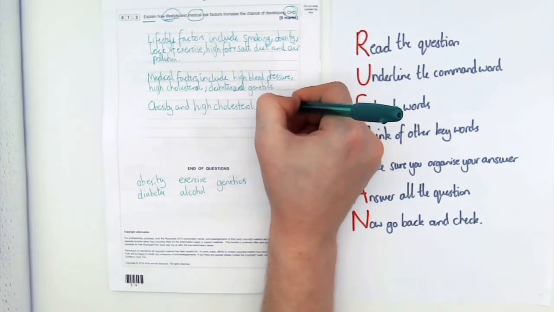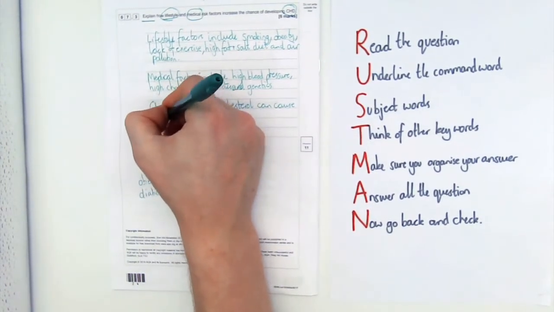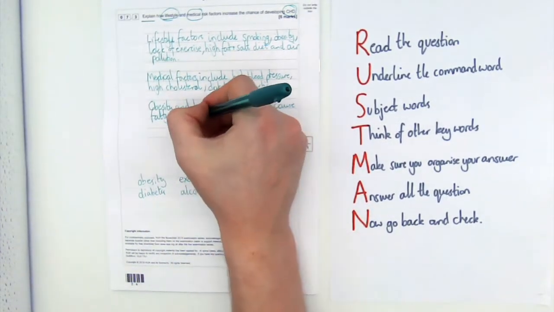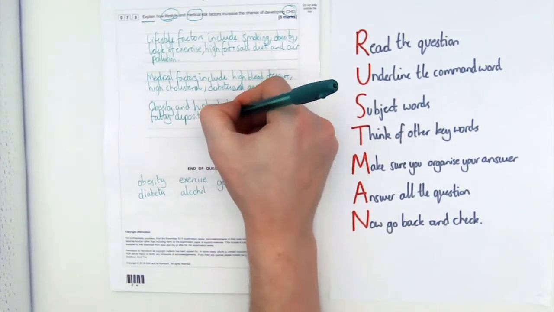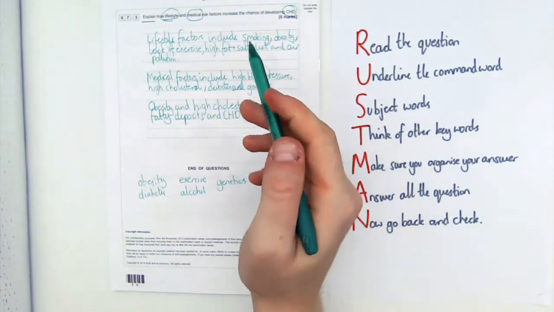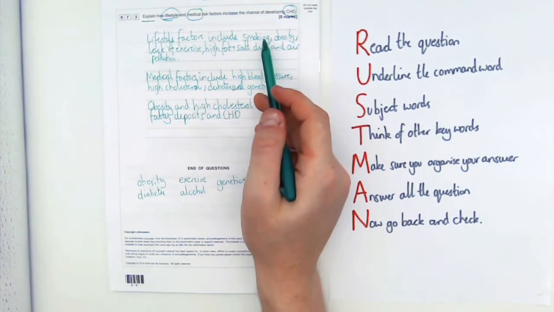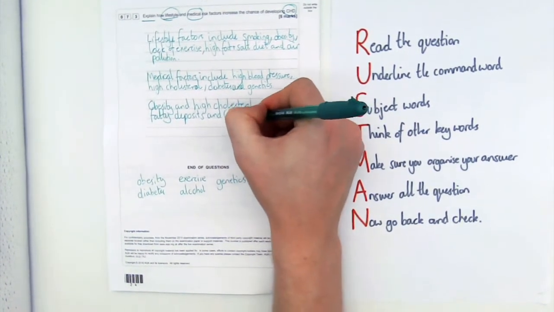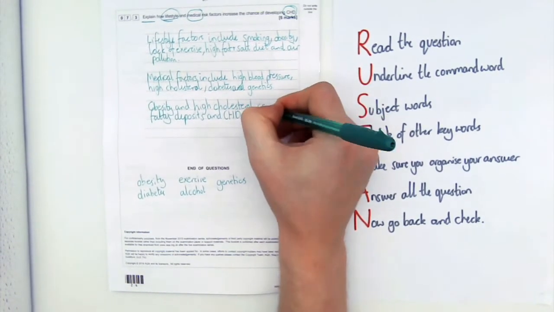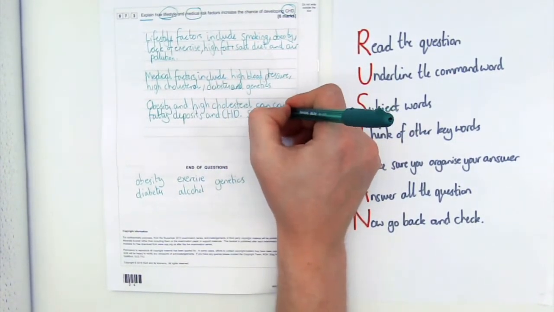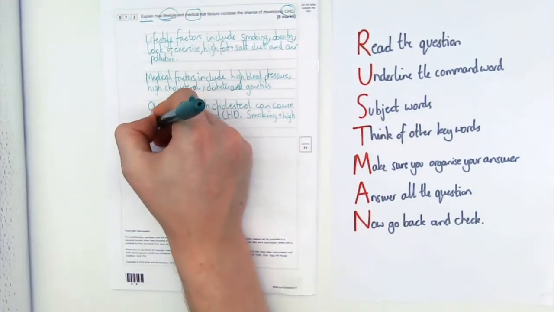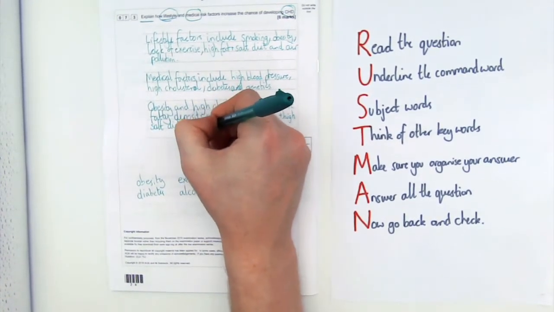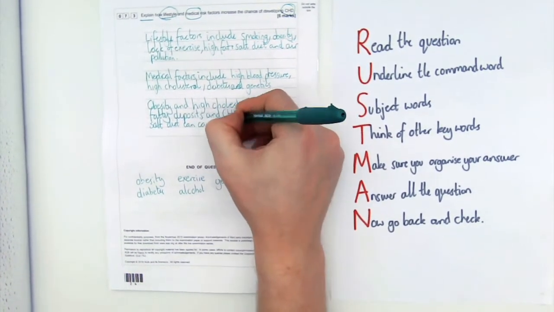Can cause fatty deposits, those things that we saw on the previous question, building up in the arteries, and coronary heart disease. Things like smoking and high blood pressure. So smoking, and actually we're going to go with high salt diet can cause high blood pressure.